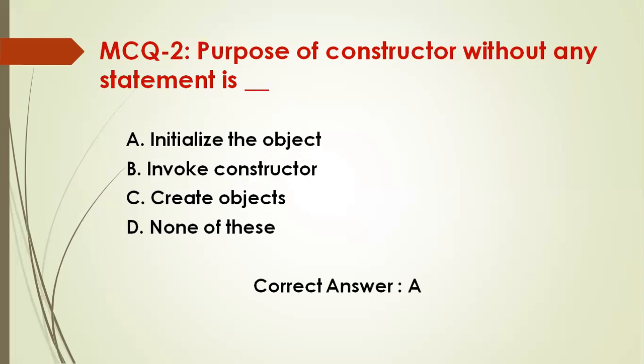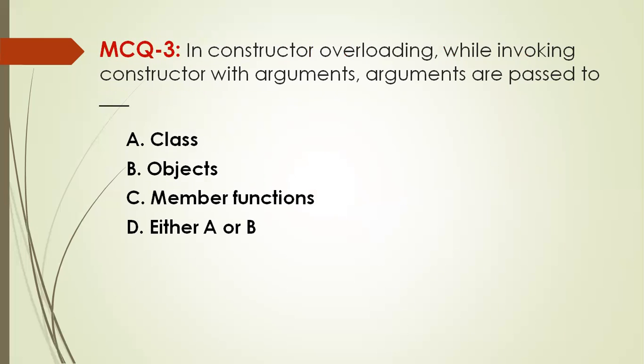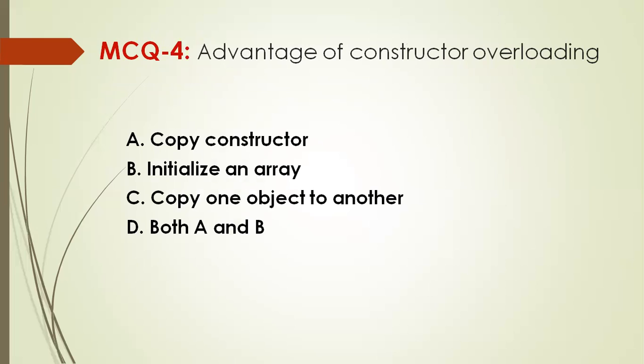The answer is A. In constructor overloading, while invoking a constructor with arguments, the arguments are passed to what? Generally, we are not passing the arguments to the class. We are passing them to the object, because only when the object is created is the constructor invoked. The correct answer is B. What is the advantage of constructor overloading? Where is it useful? It is useful in two places: initialization of an array and copy constructor. The correct answer is both A and B.